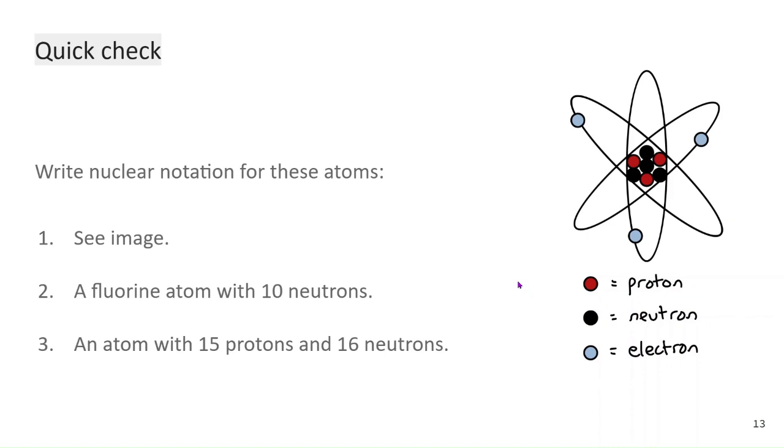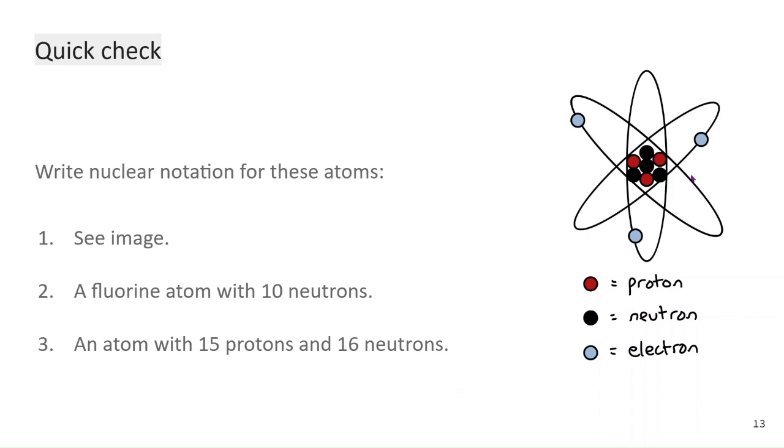So, quick check. Write the nuclear notation, so that notation we were just looking at, for these atoms. The first one is this image. You can see things are labeled here. Then a fluorine atom with 10 neutrons. If you're not sure what fluorine is or how many protons it has, look on the periodic table in your data booklet. The number at the top is the number of protons. That's its atomic number, right? And then an atom with 15 protons and 16 neutrons. So again, look at your periodic table. Number 15 is the one that has 15 protons. So I'll give you a moment to try and figure these out, and then I'll talk about the answers.